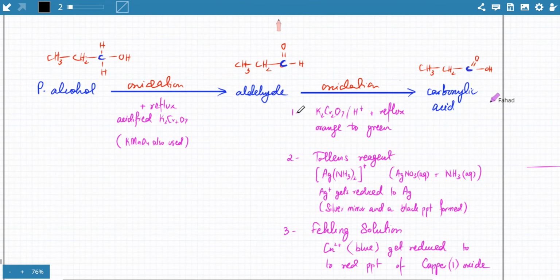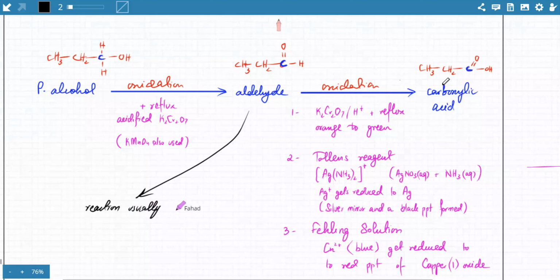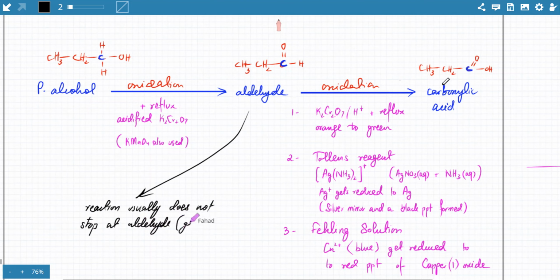Tell me, if I add acidified K2Cr2O7 and reflux, will the reaction stop at aldehyde or will it continue to carboxylic acid? Because for aldehyde to carboxylic acid, the same reagent is needed; the first two reagents are exactly the same. So the reaction most likely never stops at aldehyde. If you oxidize a primary alcohol, it changes into an aldehyde but then quickly changes into a carboxylic acid. Ariba, Minail, is this also clear? Yes. This is an important point: the reaction usually does not stop at aldehyde, and it gets further oxidized to carboxylic acid.